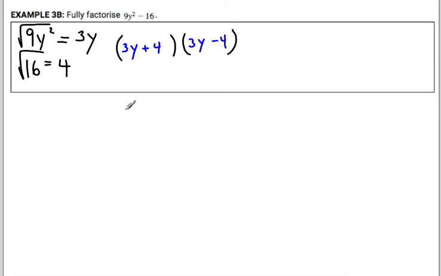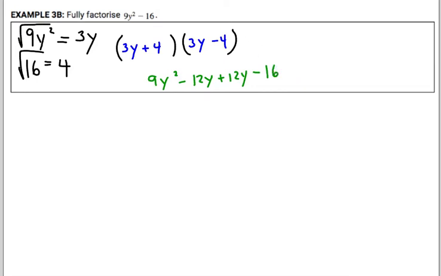My last step is to FOIL that out. So if I do first times first, 3y times 3y is 9y squared. 3y times negative 4 is negative 12y. 4 multiplied by 3y is positive 12y. And 4 multiplied by negative 4 is negative 16.